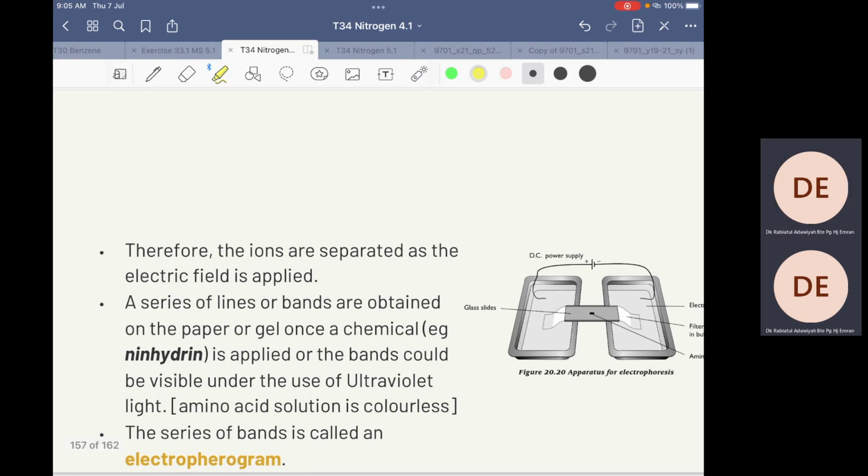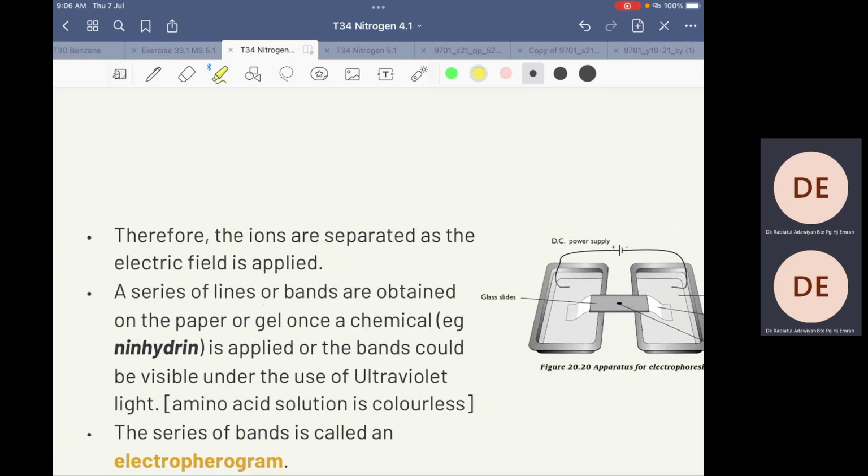The ions are separated as the electric field is applied. A series of lines or bands are obtained on the paper or gel once a chemical is applied. Amino acids are colorless, so ninhydrin is like a coloring agent.